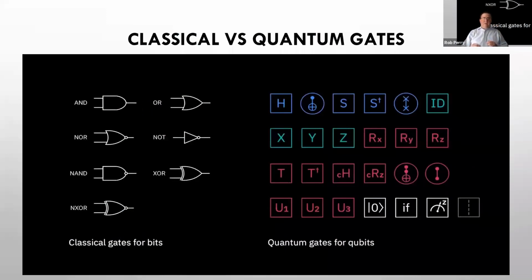So I wanted to do a quick comparison here. We talked about earlier the logic gates of how bits come in, like the AND: 1 and 1 will bring out a 1, 1 and 0 will bring out a 0. These are the simple logic gates, or the classical gates, for bits in our traditional or classical computers.